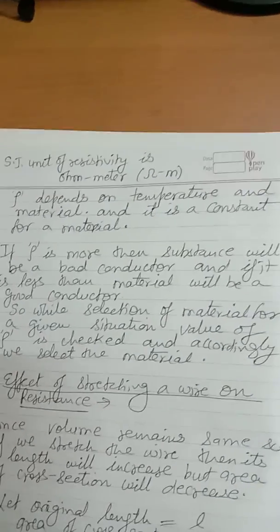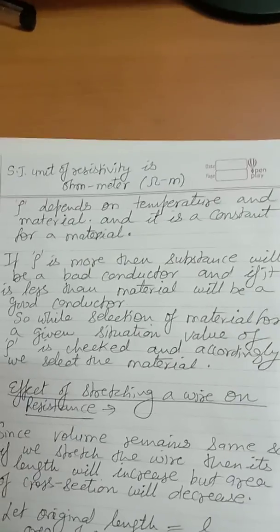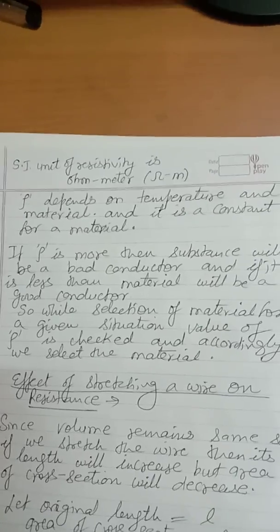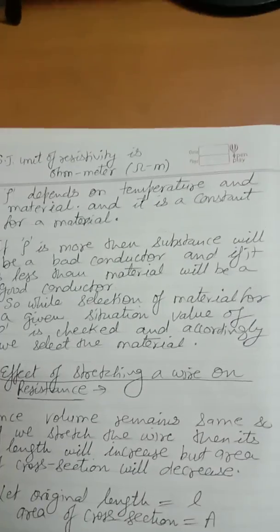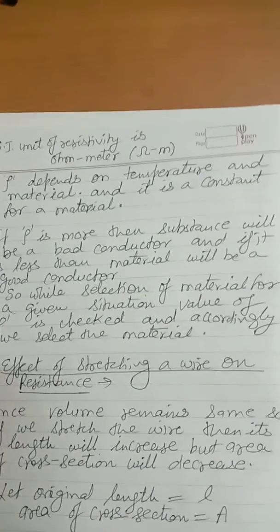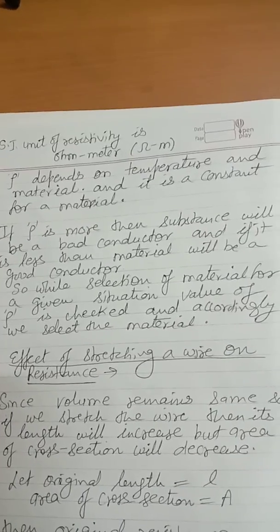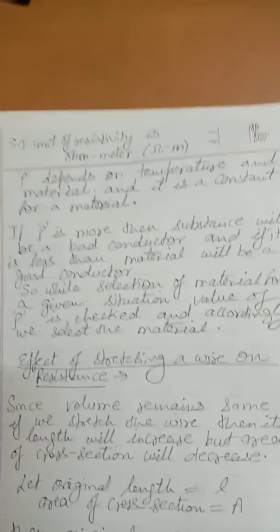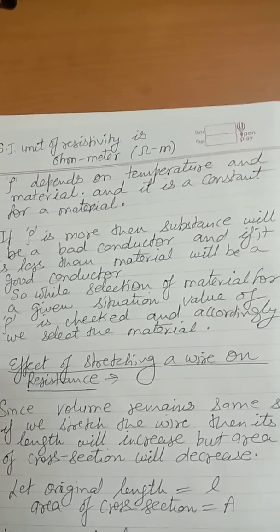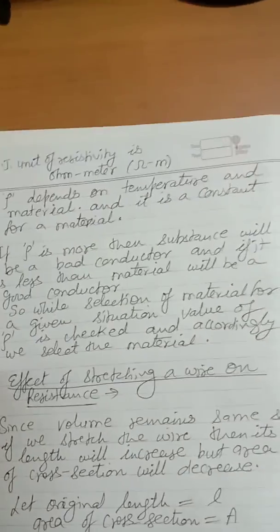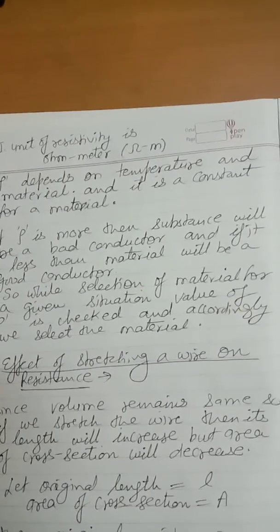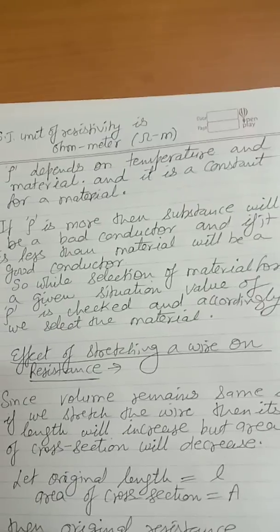Now resistivity is a characteristic of the material and it depends upon the temperature. It is a useful property, so when we have to select a material for a particular application, we have to check the resistivity of the material. For example, if we have to make connecting wires or the connecting cord of an appliance, then we normally prefer copper and silver. Why? Because their resistivity is lower.